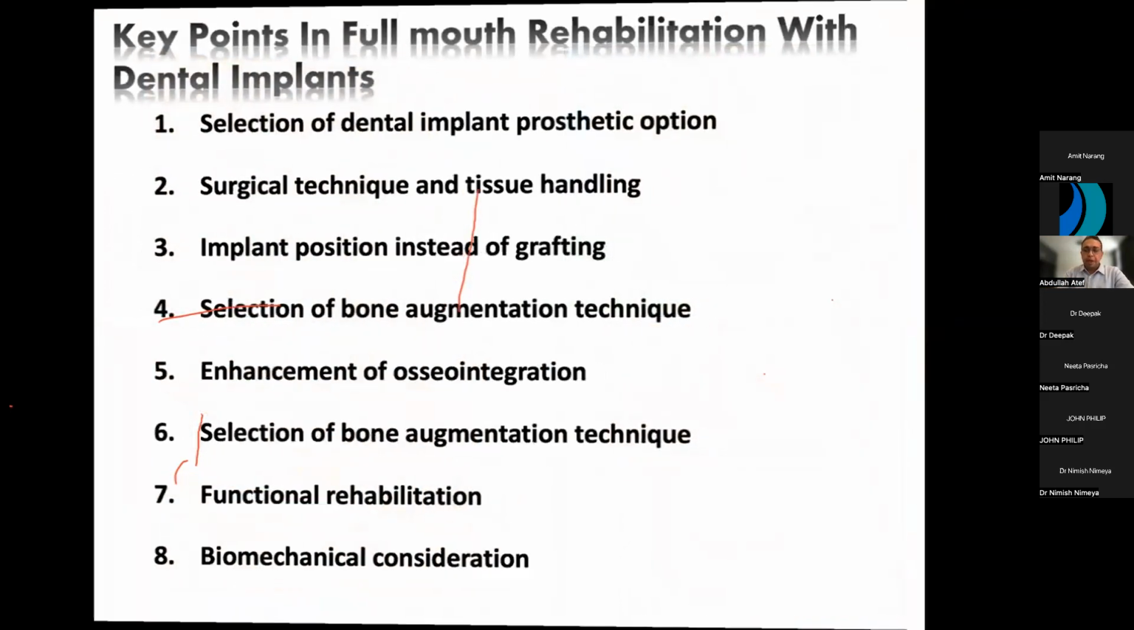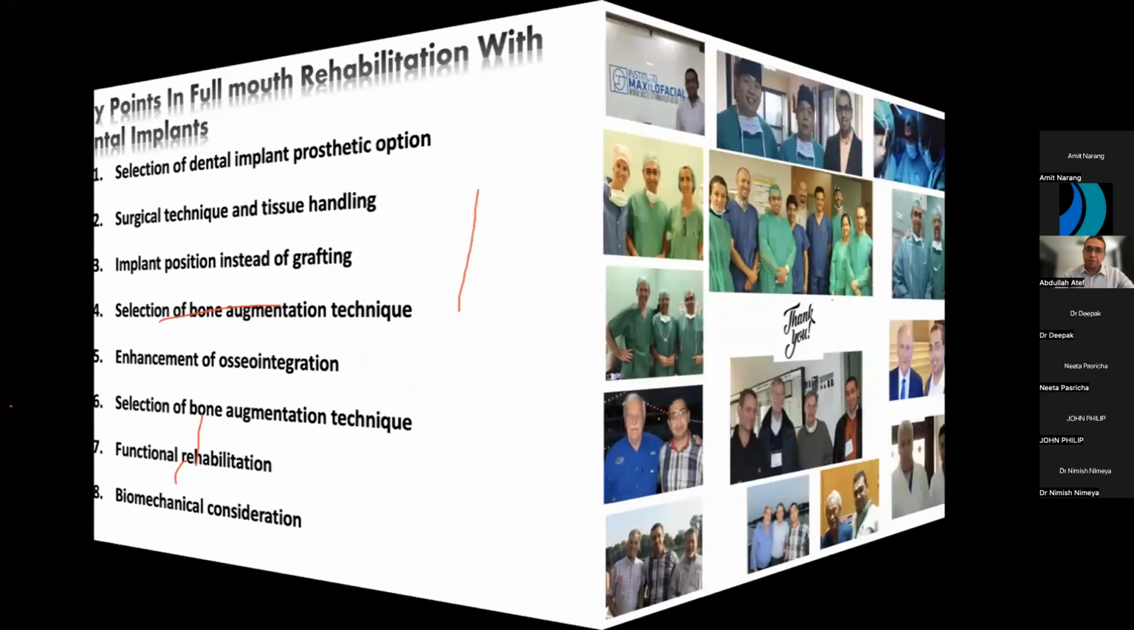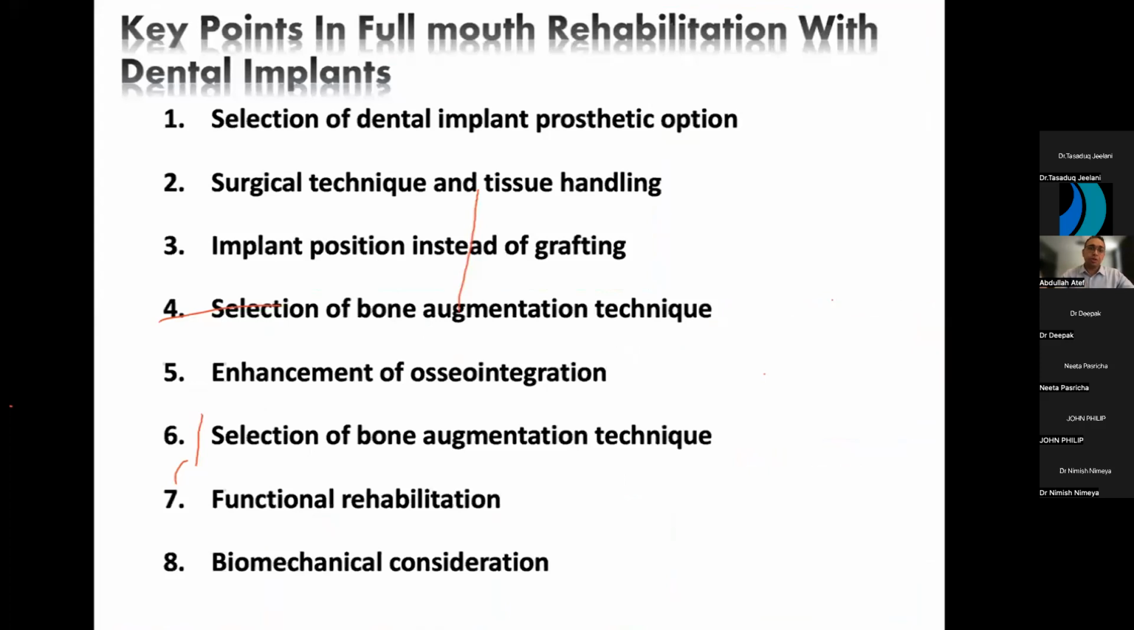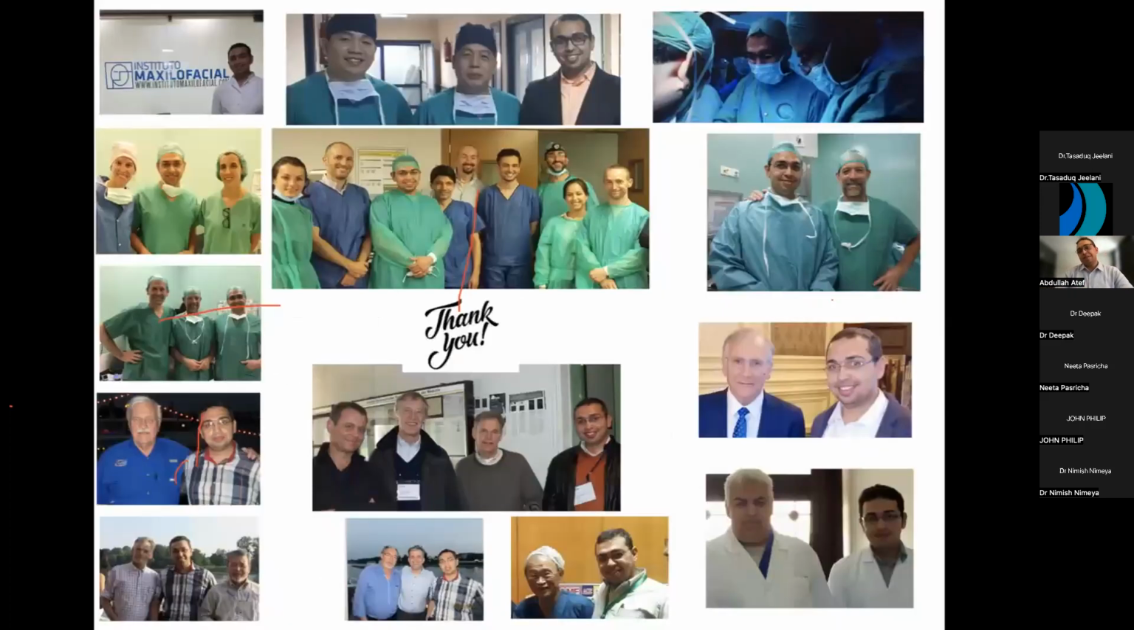So I am summarizing the key points: selection of dental implant prosthetic option, surgical technique, tissue handling, implant position instead of grafting, selecting bone augmentation technique, enhancement of osseointegration, functional rehabilitation, and biomechanical consideration. And we thank you for your attention, and I am ready for questions from you.